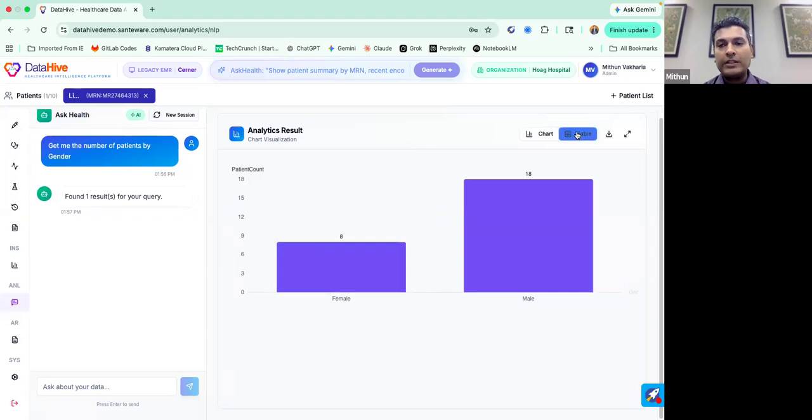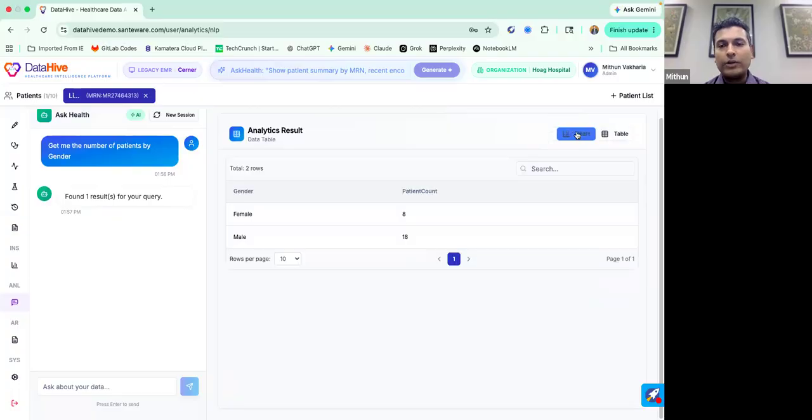And if you want to see it in the tabular format, you can just click on the table and you can see this and extract or export this data for your reporting purposes.